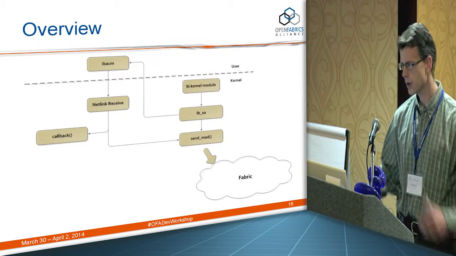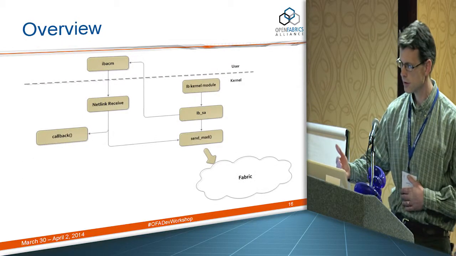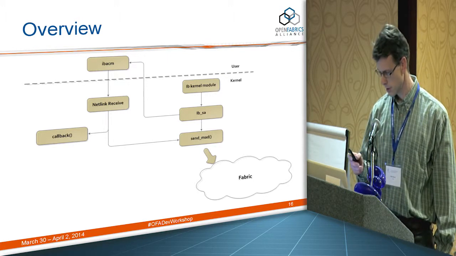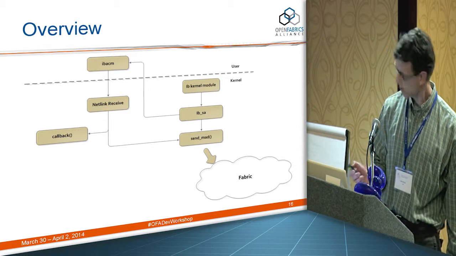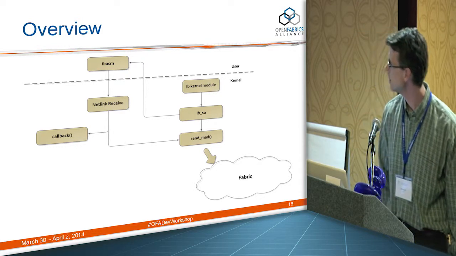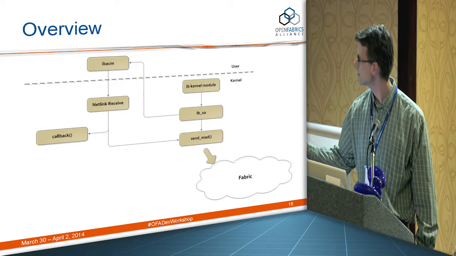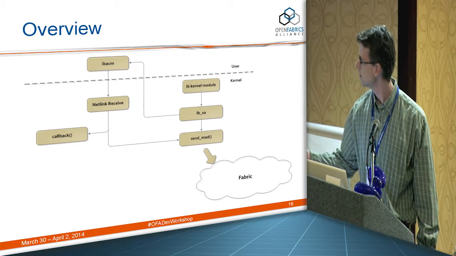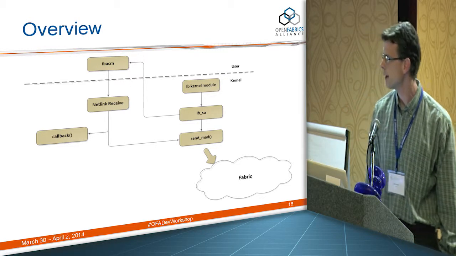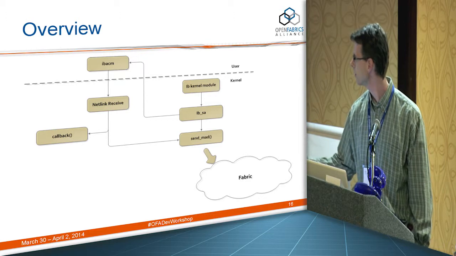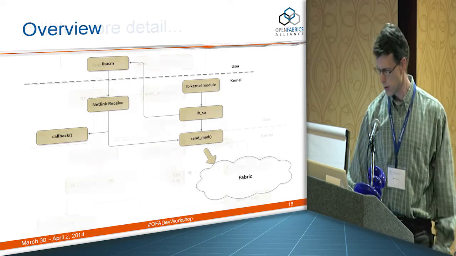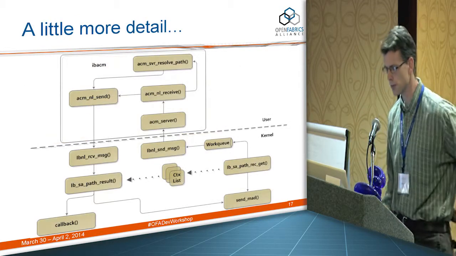So here's a top-level diagram of what's going on. You can see the kernel modules send their path record queries into the IBSA. That in turn sends a netlink message up to IBACM, and there's a receive function which, if it's successful, calls the callback associated with that path record query, or it'll in turn send out a regular path record query to the SA. So we're not really changing the performance per se.